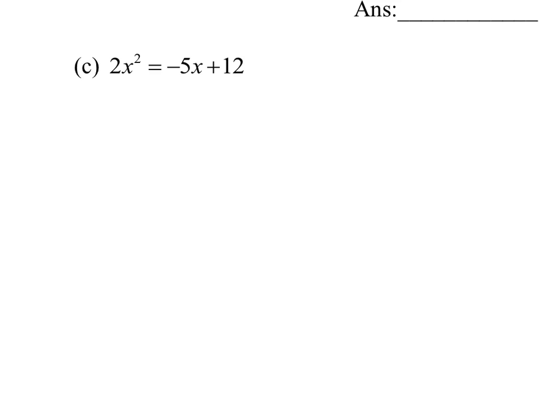So what I'm going to do is set it equal to 0. So I'm going to add 5x to both sides. I'm also going to subtract 12 from both sides. So when I do that, I end up with 2x squared plus 5x minus 12 equals 0.